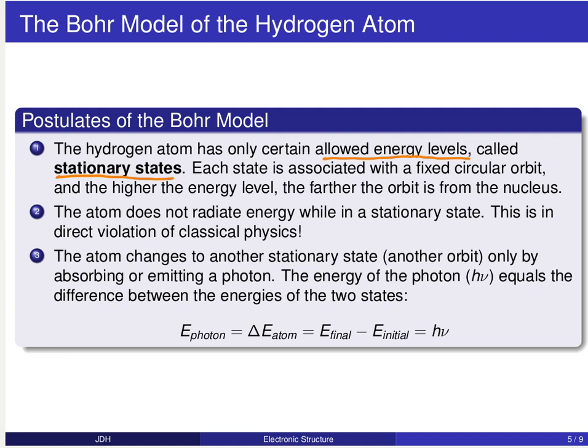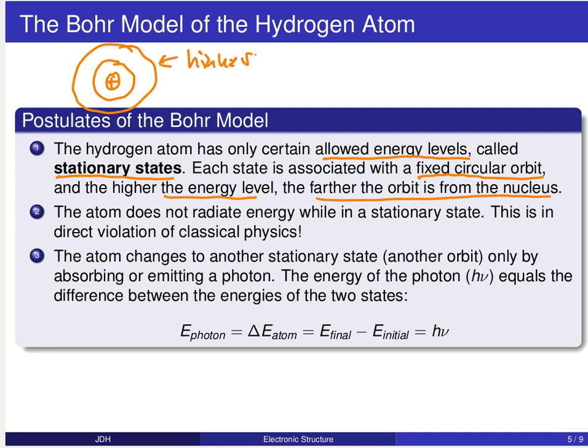And each one of these stationary states is associated with a fixed circular orbit. And the higher the energy level, the farther the orbit is from the nucleus. So we can think about this as like a nucleus right here. We can have one orbit here, one orbit here, right? And this orbit on the outside is going to be the higher energy orbit.